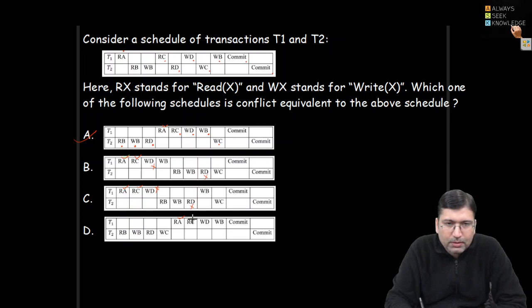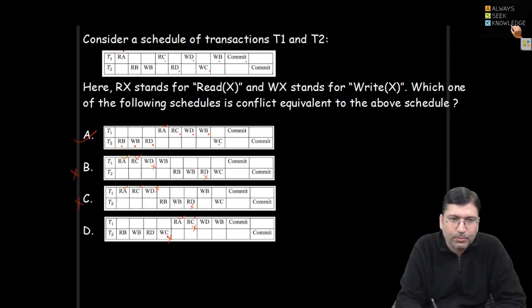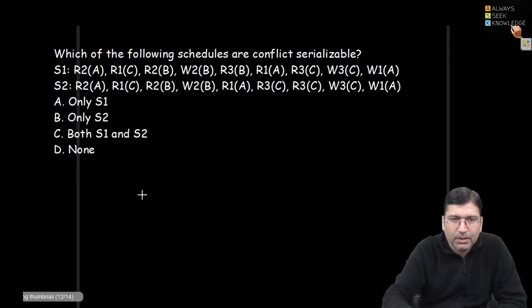The read operation on C and the write operation on C have been swapped. In the original schedule, the read operation on C was done by T1 first, then the write operation on C. But here there is a problem. So this is also a wrong answer. I hope you get the idea. Let's move on to the next question.